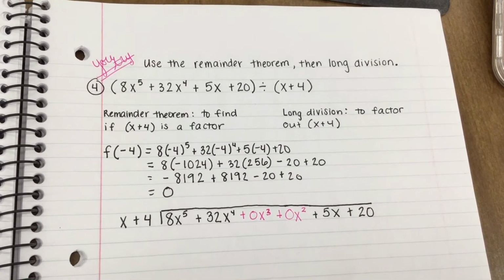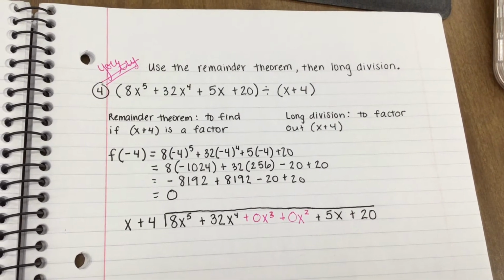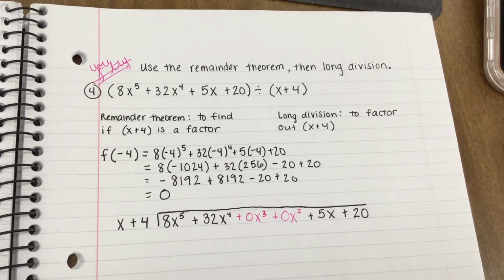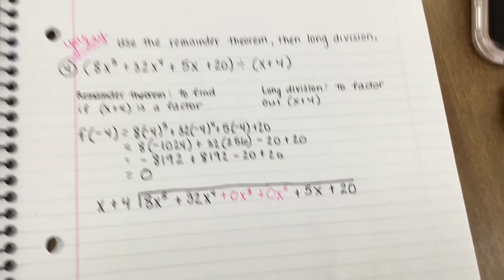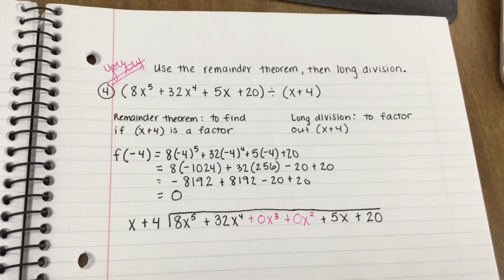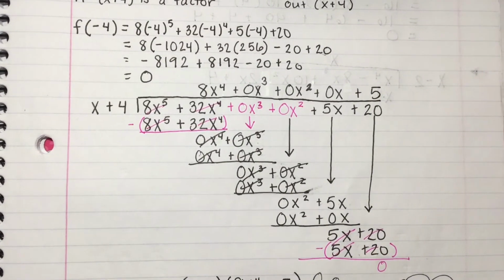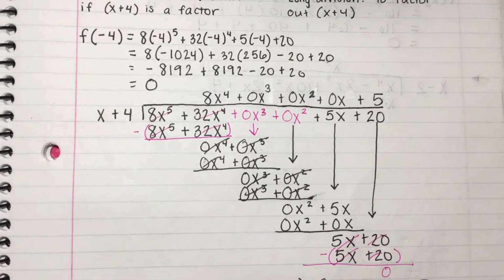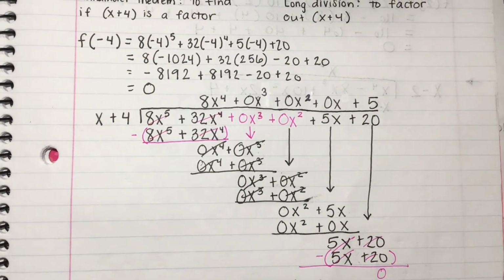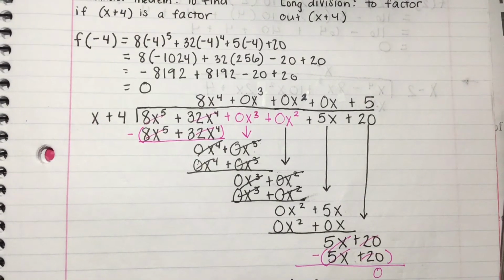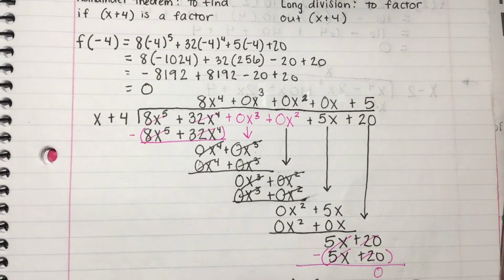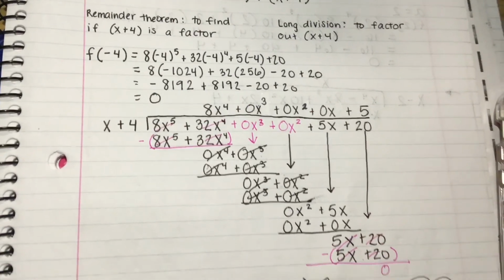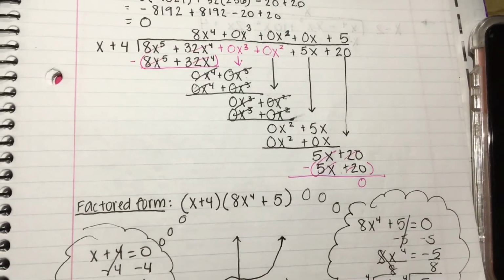Remember that you need to put in zeros where you're missing terms. So if you didn't put 0x to the third and 0x to the second in your dividend, go back and fix that and try it one more time. Working with those zeros is just multiplication, division, addition, and subtraction of 0 terms. So you might want to pause here and check all of that work to make sure that you worked with those zeros properly. So because you have 0x cubed, 0x squared, and 0x, you do not need to write that as one of your factors. You can simply write your factored form as x plus 4 times 8x to the fourth plus 5.